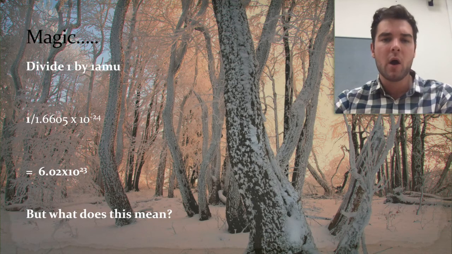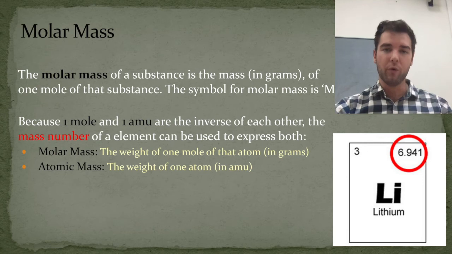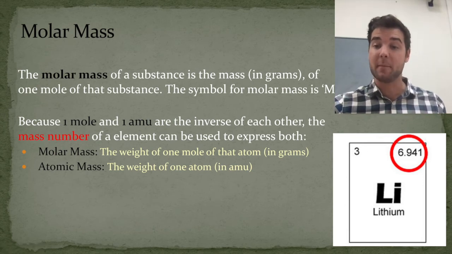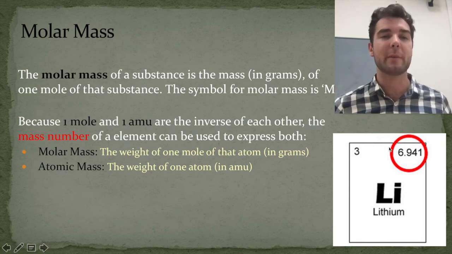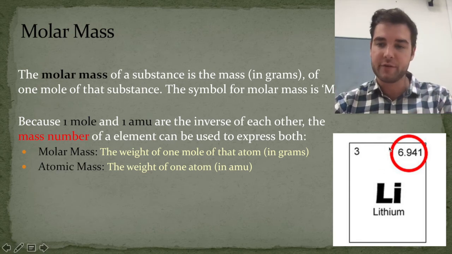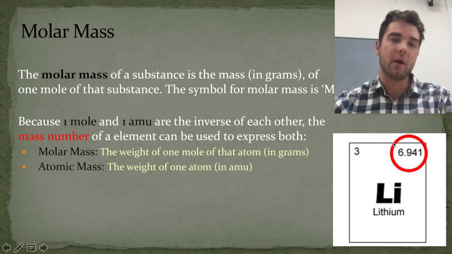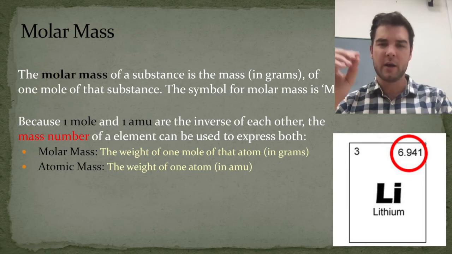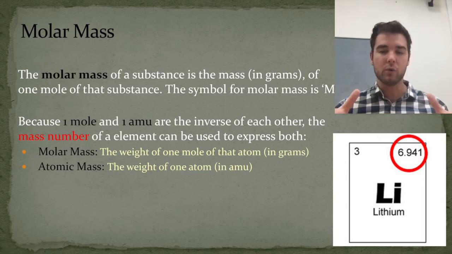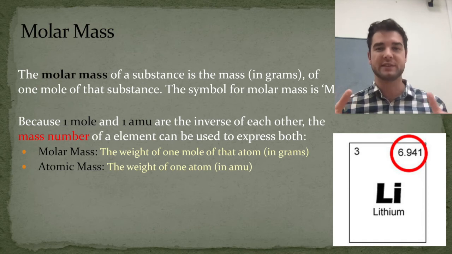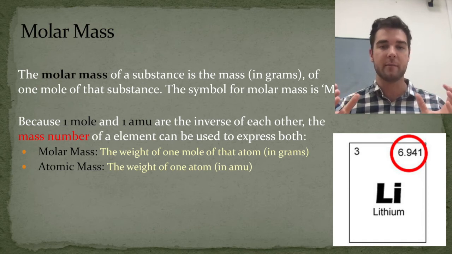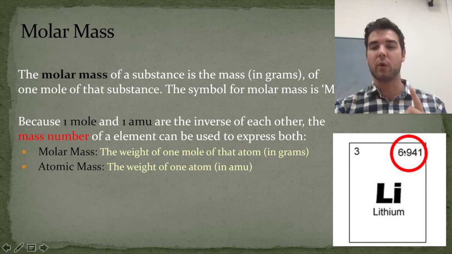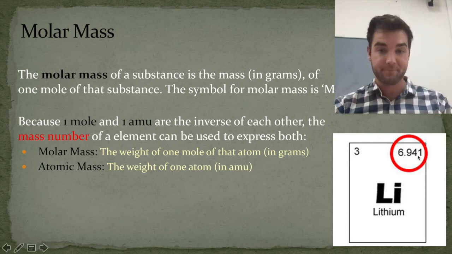But what does this mean? Well, what this means is awesome, because it allows us to use the periodic table for 2 purposes. That mass number can now refer to 2 separate things. So the molar mass, this is the molar mass here, of a substance, is the mass in grams of 1 mole of that substance. What do I mean? Well, if I have a mole of lithium, that's 6.02 times 10 to the 23rd particles of lithium, I know that that is going to weigh exactly 6.941 grams.